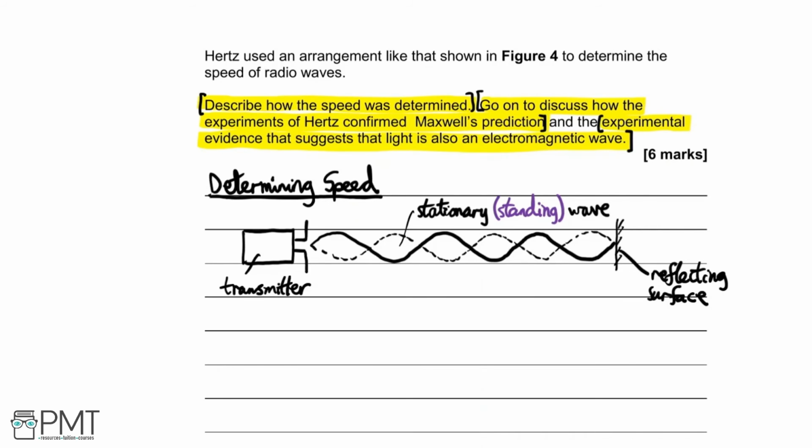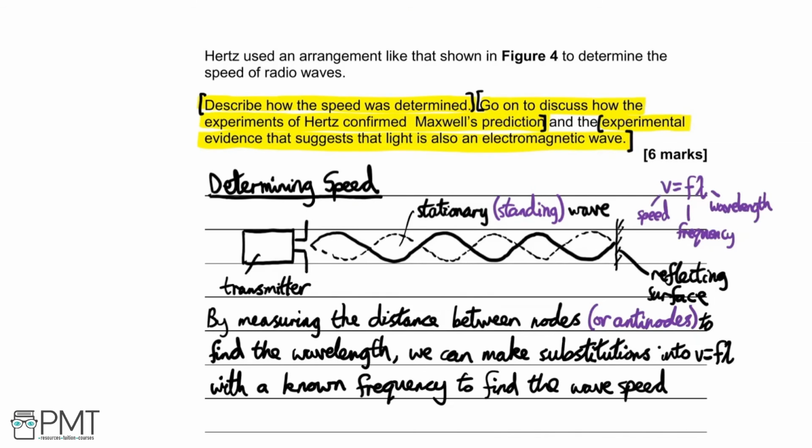Now to complete this section, we need to talk about how that apparatus and that setup is going to be used. So if we know the frequency, which we can easily find from the transmitter, we can use the equation V equals F lambda by finding the wavelength of the waves, which we obtain by finding the distance between nodes or antinodes. We can then work out the value for V.